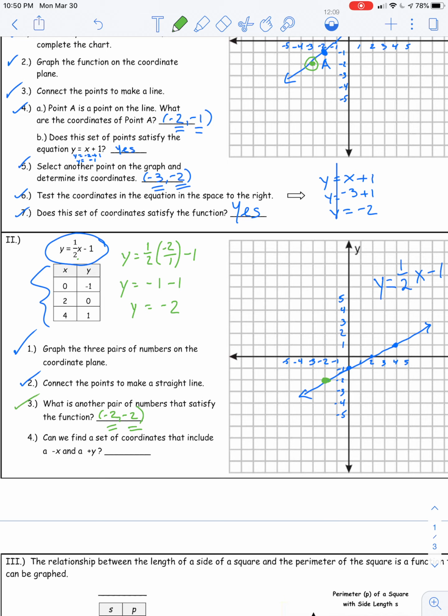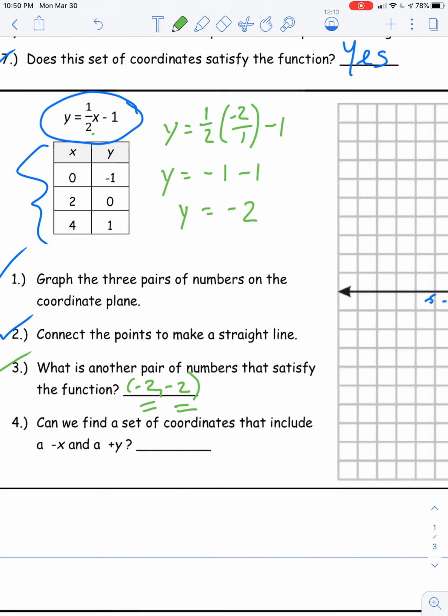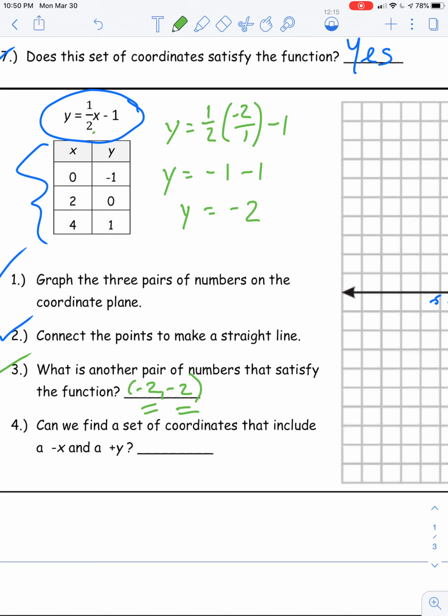All right, number 4, can we find a set of coordinates that include a -x and a positive y? So what does that mean? Well, look at our points up in the function table. We don't have any negative x's paired with a positive y, but let's just test something. Let's see if we could do that.